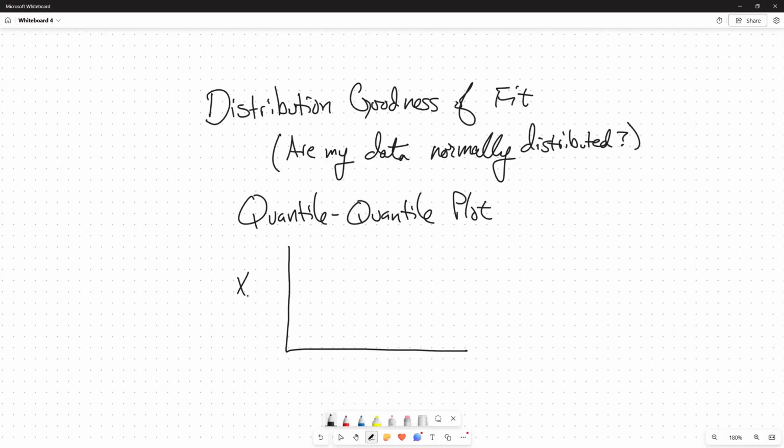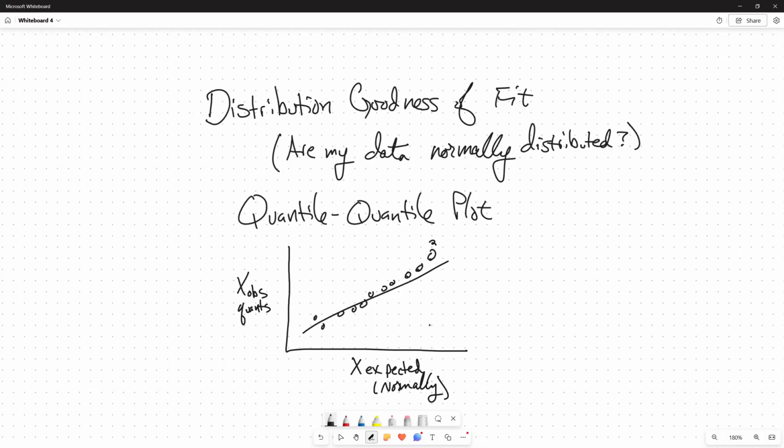observed values, so X observed, and we're going to have quantiles of those, and then we have X expected if they were normally distributed, or if they came from some other distribution that you're testing. There's going to be a line and then there are going to be data points. They might follow along that line really well, or they might diverge from that line. If you looked at the histogram, that's one way to visualize this. This is another way.